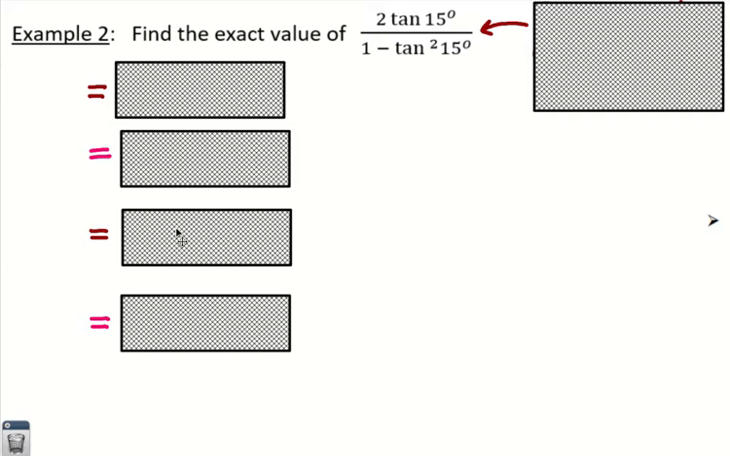Second example. Find the exact value of that whole thing. Well, kind of like last section, sometimes you take, let me give you some perspective here. Never mind. I don't know if it would be that helpful. So let's just say this.